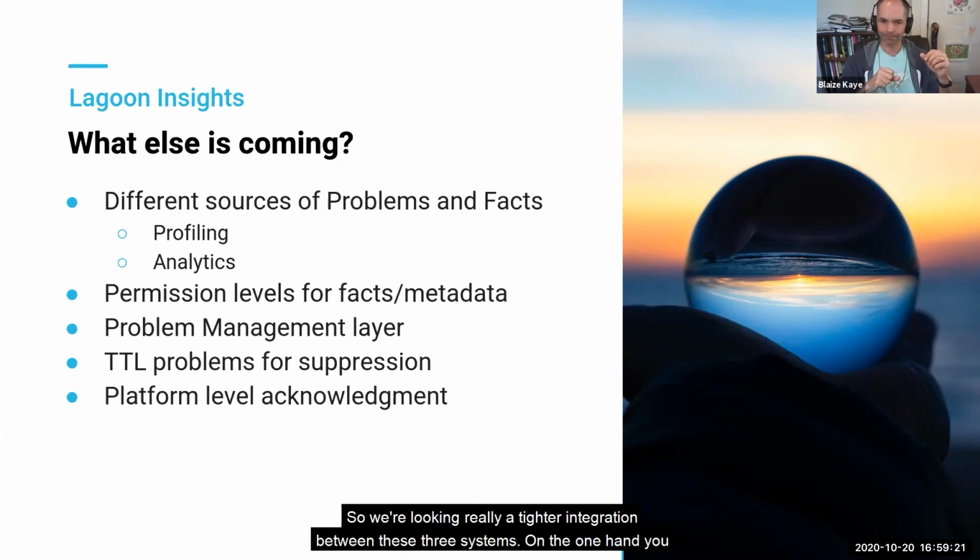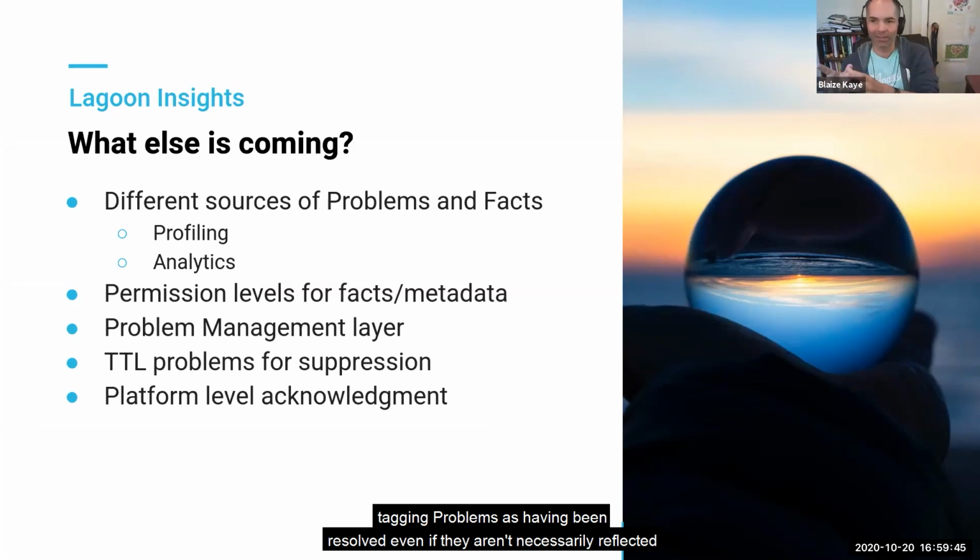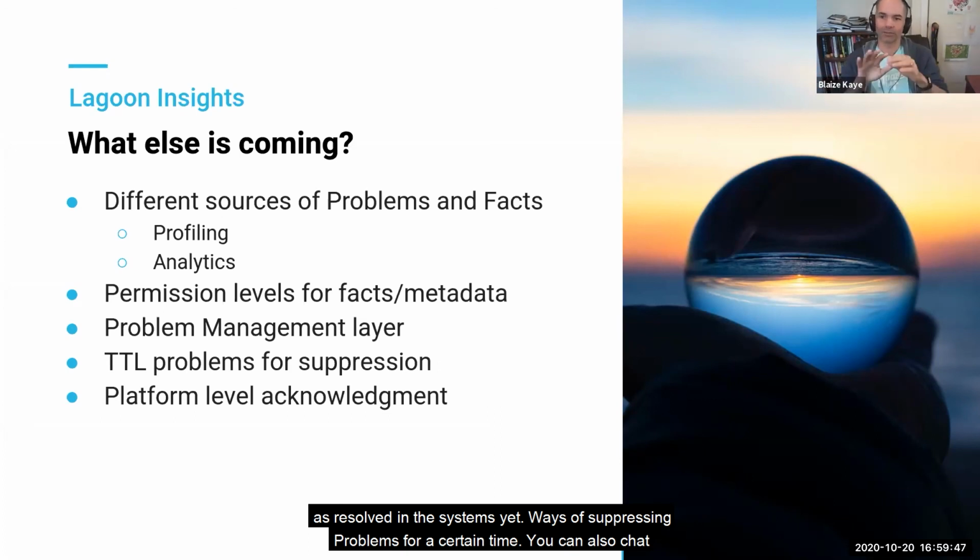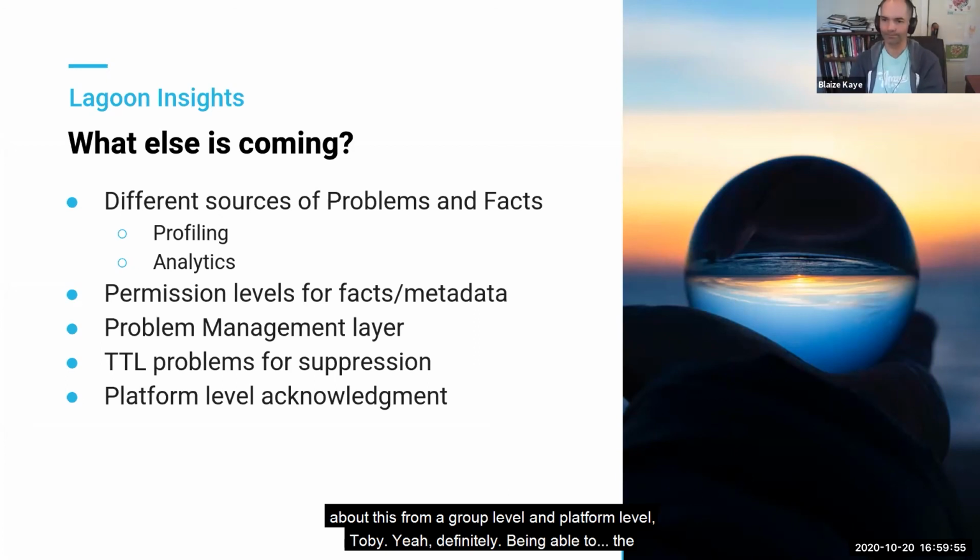On the one hand, you saw that hexagonal grid. This leads us into a broader discussion of problem management as a whole. So we'll be looking at more dashboards, cool ways of working with problems, such as tagging problems as having been resolved, even if they aren't necessarily reflected as resolved in the system yet, ways of suppressing problems for a certain time. You can also chat about this from a group level and platform level, Toby.